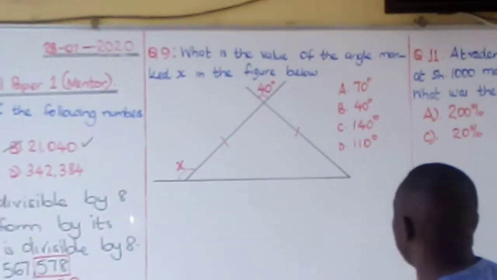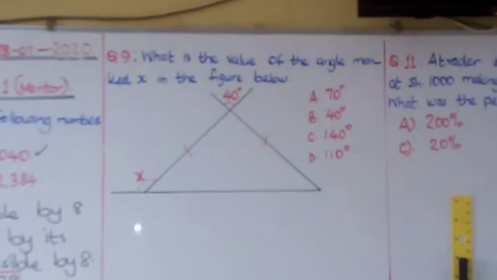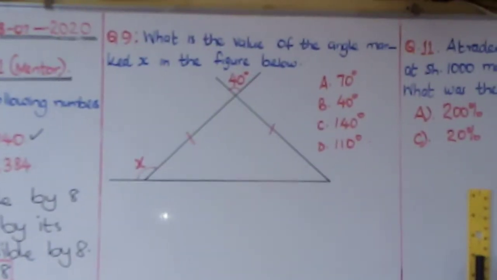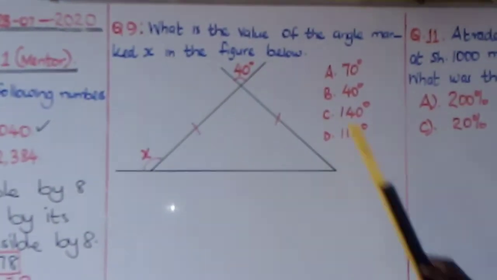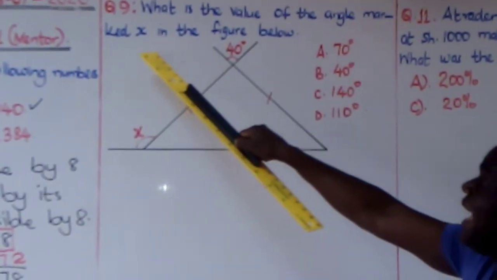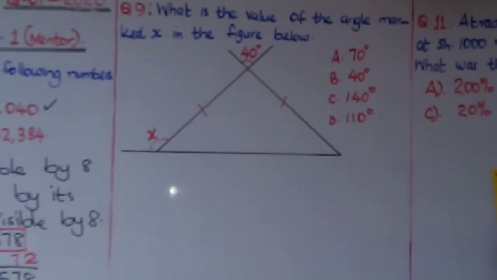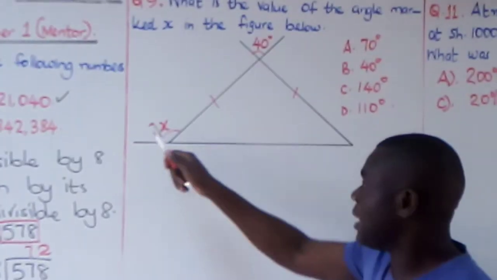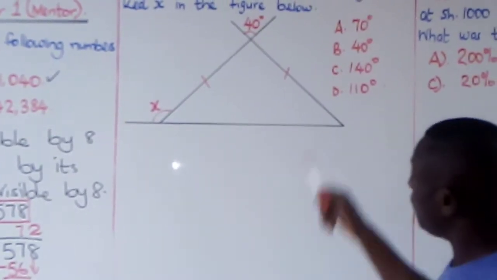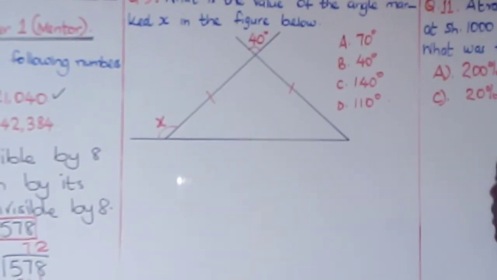Now, question number 9 is about angle properties. What is the value of the angle marked X in the figure below? Where is the angle marked X? The angle marked X is there. Now, this figure represents an isosceles triangle.